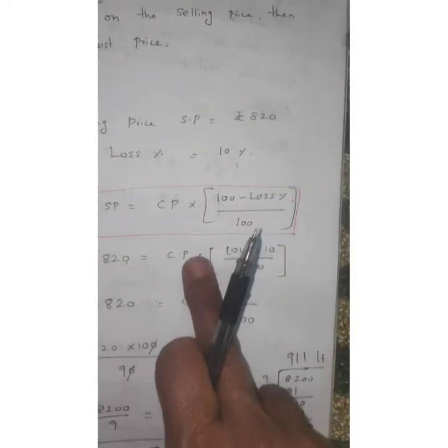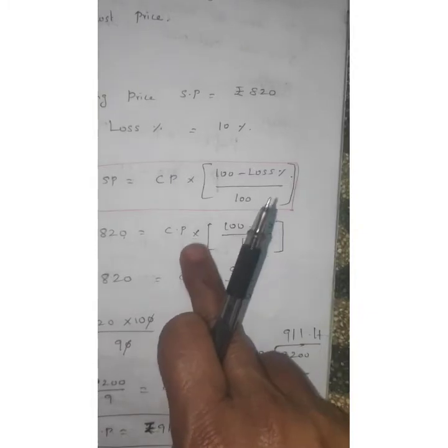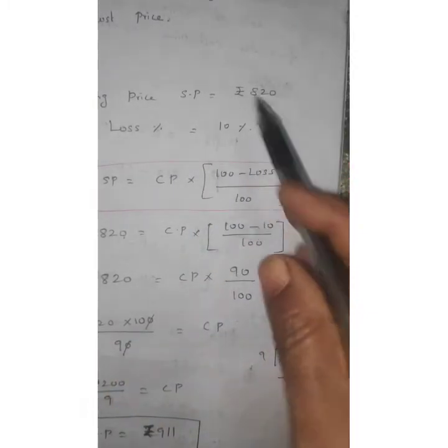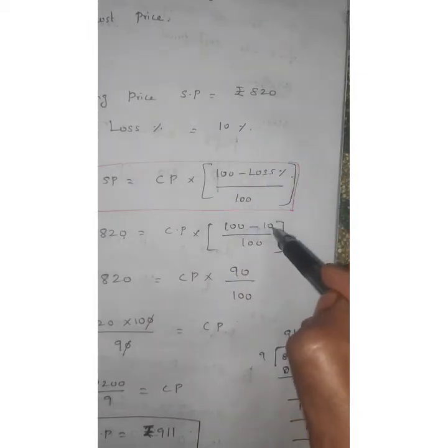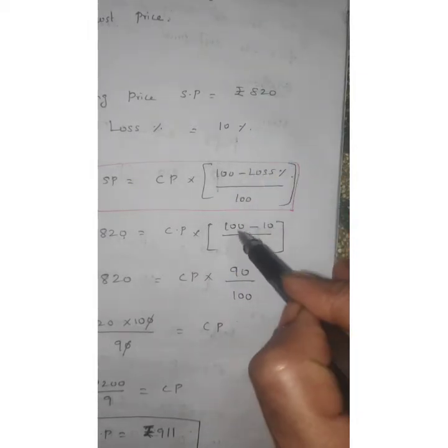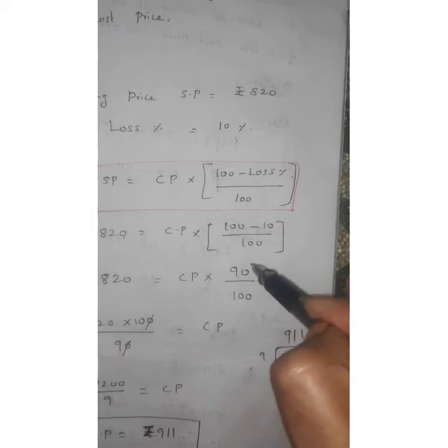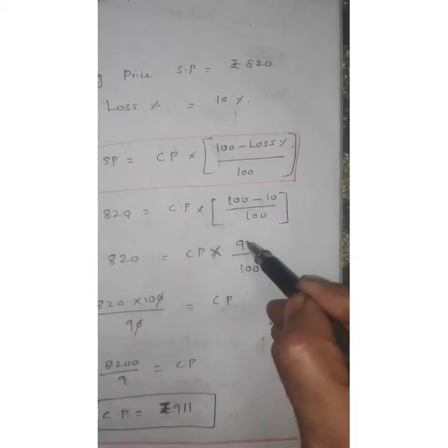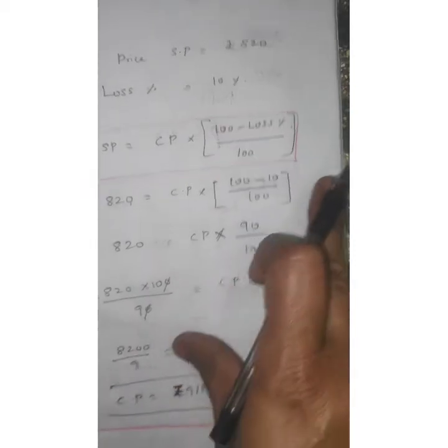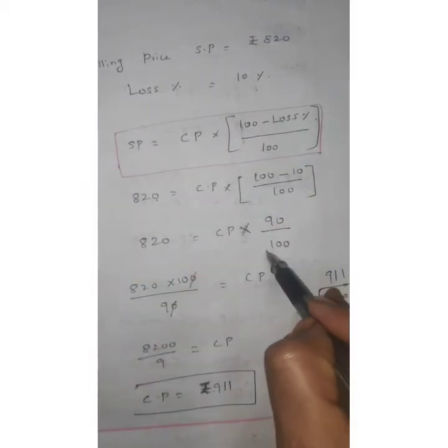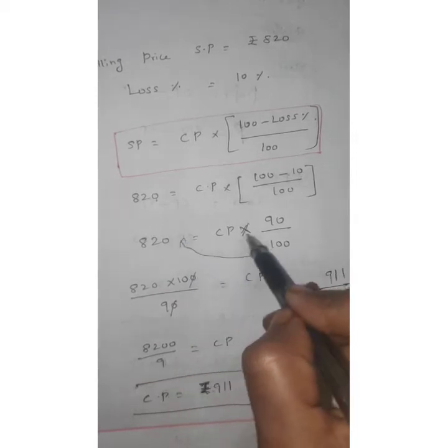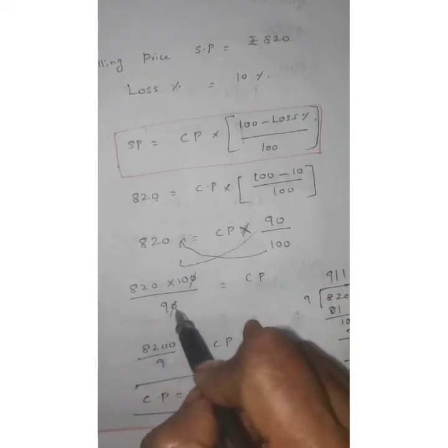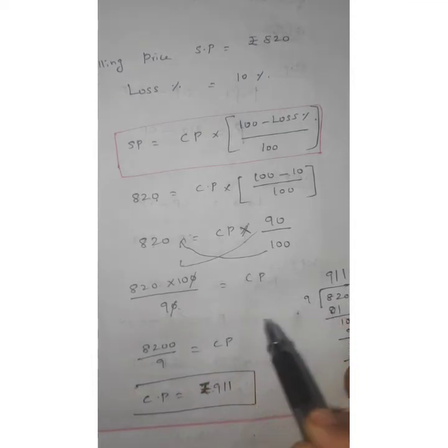820 equal to CP into the bracket, 100 minus the loss percentage, which is 10, divided by 100. 100 minus 10 equals 90 by 100. The 90 by 100 next to CP goes to the left side: the 100 goes up, the 90 goes down. So 820 into 100 divided by 90 equals CP.